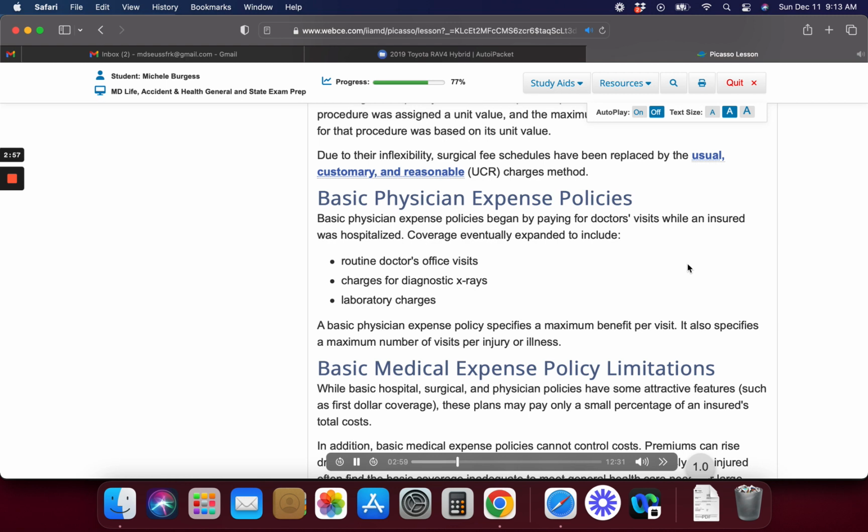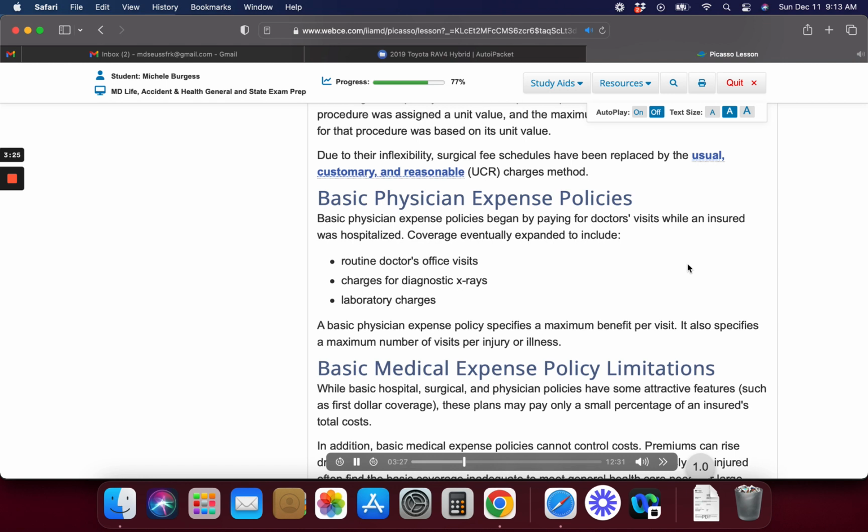Basic physician expense policies began by paying for doctor's visits while an insured was hospitalized. Coverage eventually expanded to include routine doctor's office visits, charges for diagnostic x-rays, and laboratory charges. A basic physician expense policy specifies a maximum benefit per visit. It also specifies a maximum number of visits per injury or illness.